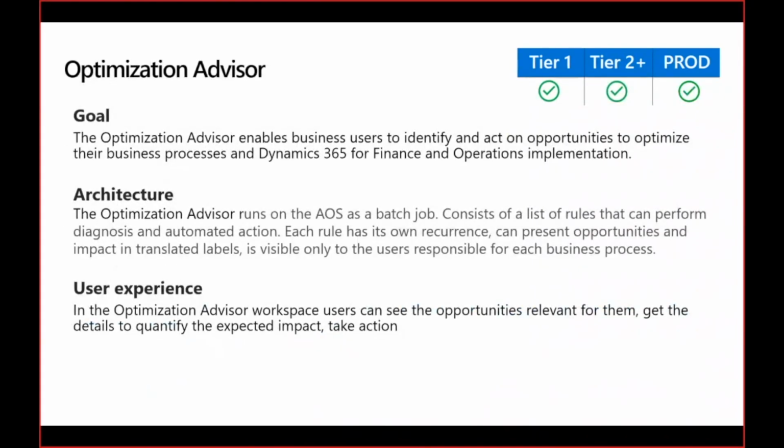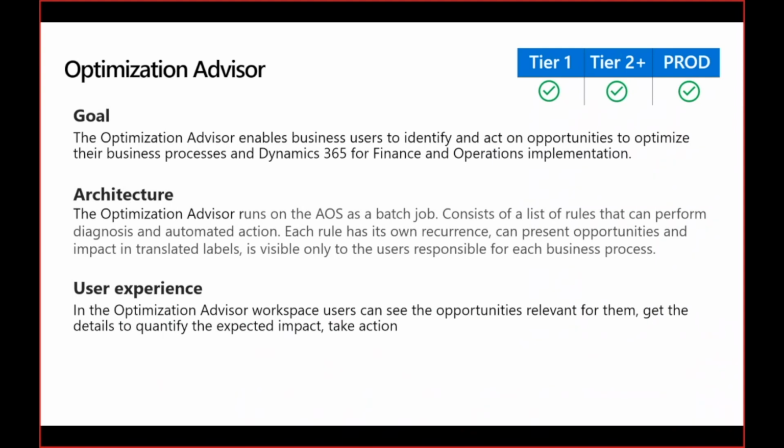And the last tool I would like to highlight is the Optimization Advisor. It's a little bit different from the previous one. This is more towards business users, and this tool is also inside Dynamics 365 Finance and Operations. It is typically used to identify and act on opportunities to optimize business processes. The Optimization Advisor just runs as a batch job on the environment.